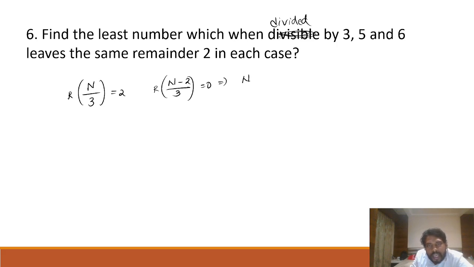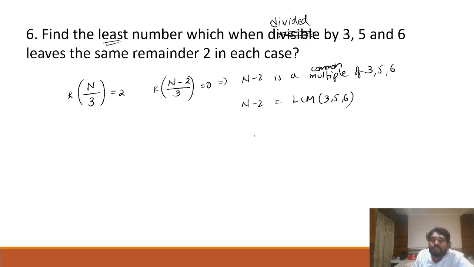That means, can I say n minus 2 is a multiple of 3? Similarly, n minus 2 will be a multiple of 5 and a multiple of 6 also. So n minus 2 is a common multiple of 3, 5 and 6. I need the least number among them, so that is the LCM of 3, 5, 6. So n equals LCM of 3, 5, 6 plus 2, which is 32. Okay, let's move on to next.